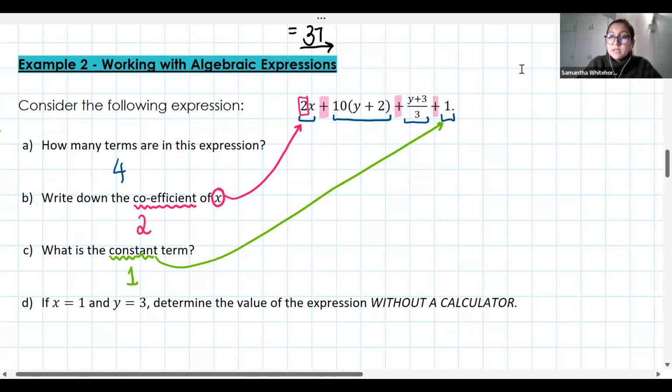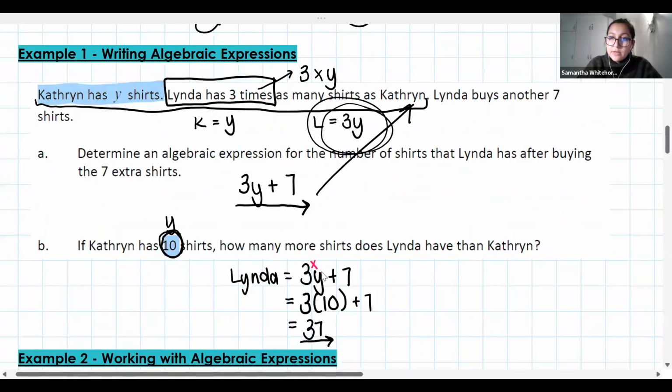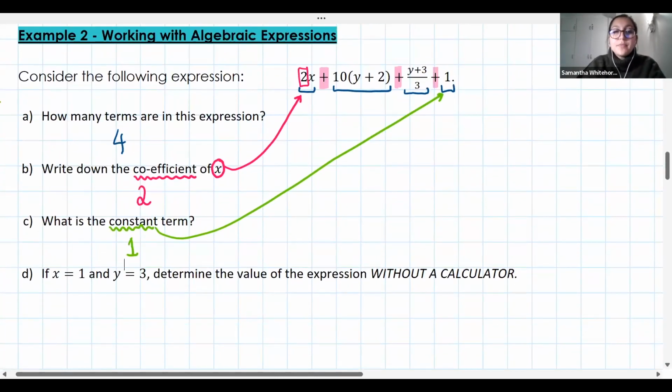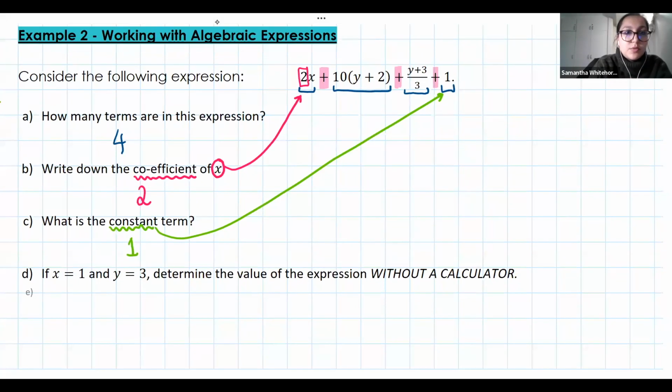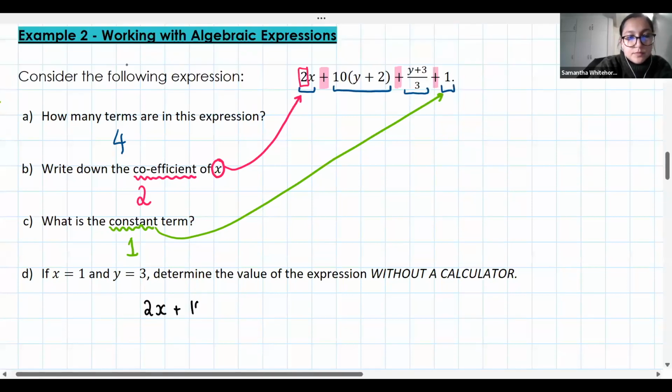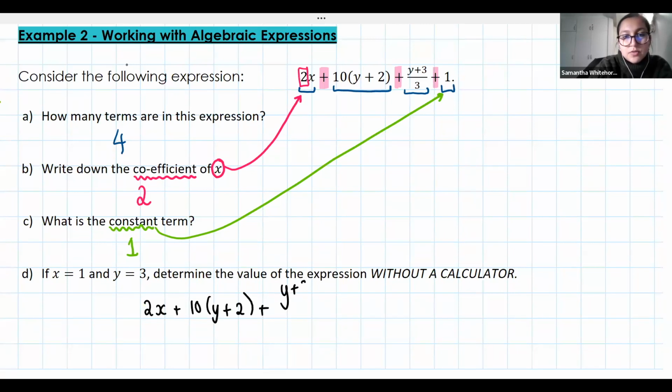Right. So again, this is how we like to test you on, do you know your terminology? In these questions, we also like to be able to test, do you know how to substitute? So remember, substituting, very much like what we did over here with our expression of, now we know that Catherine had 10 shirts. Now I'm telling you that x is equal to 1 and y is equal to 3. So in our expression, which I'm just going to rewrite for us down here, every single time I see an x, I'm going to have to substitute the value for x that I've been given. And every time I see a y, I'm going to have to substitute my value for y.